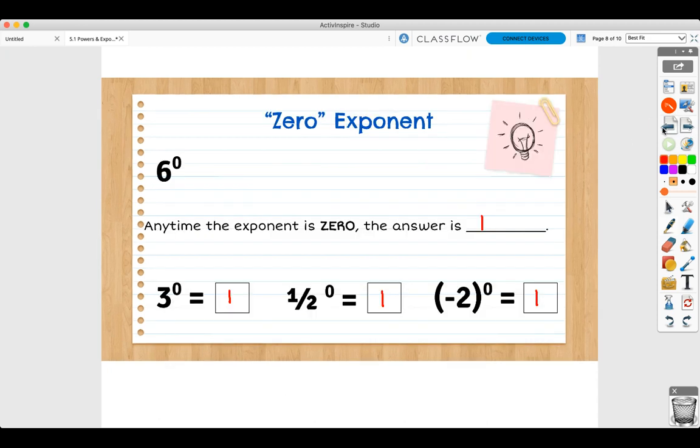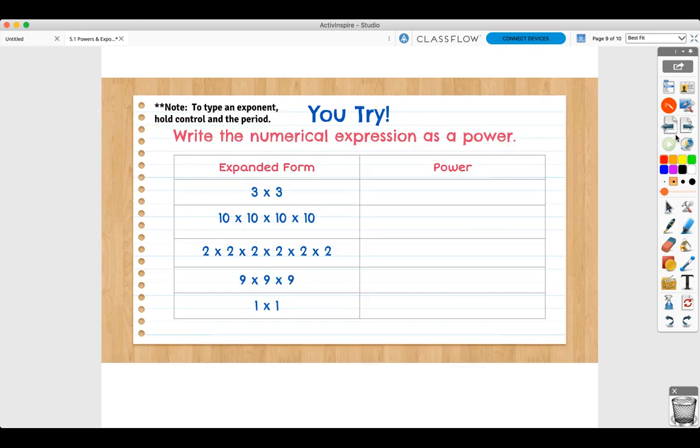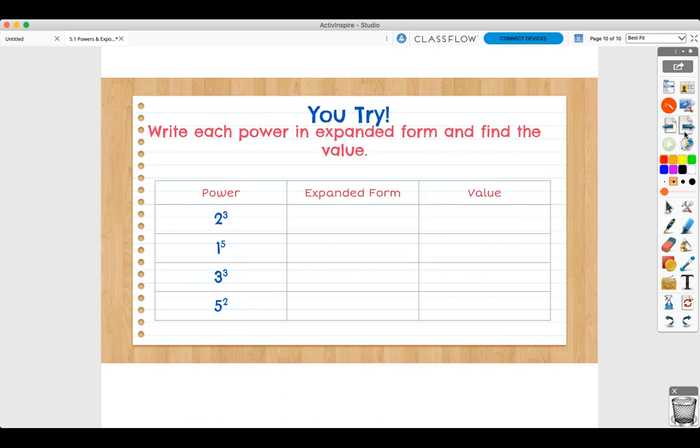So now we're done with our notes. These are your Try problems. Do this slide and the next slide on your own.